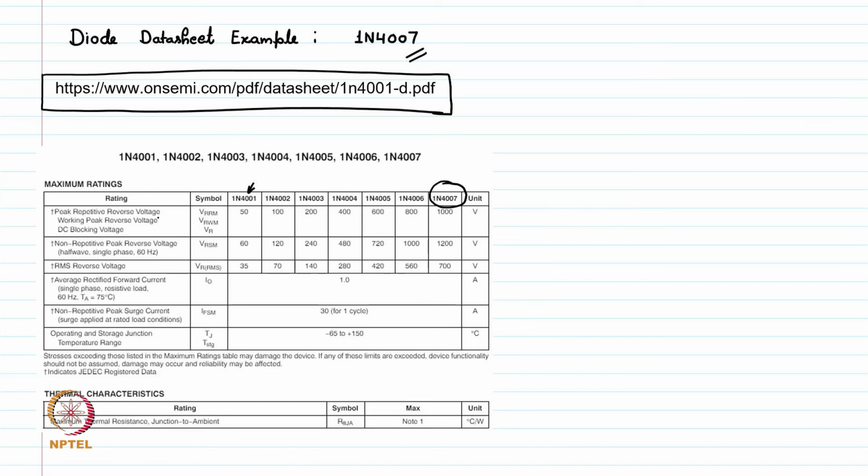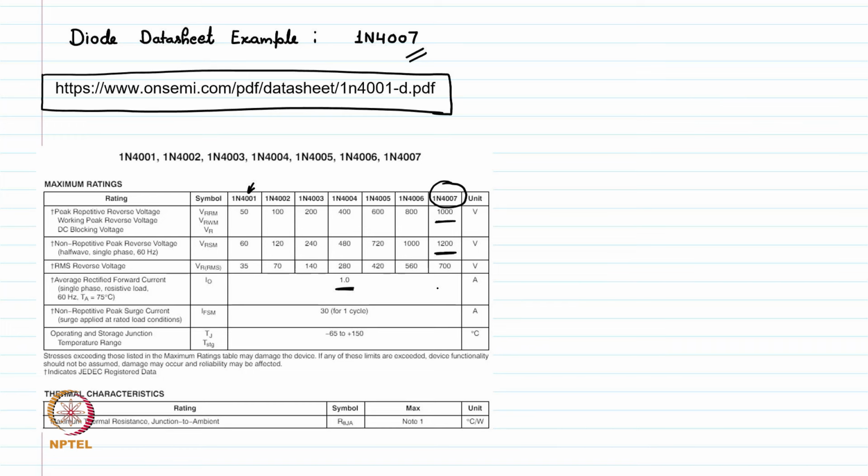The peak repetitive reverse voltage or the DC blocking voltage is 1000 volts. So, this is the voltage which this diode can bear across it, and the non-repetitive peak reverse voltage is 1200. So, there are certain differences in these voltages. This is non-repetitive. Once in a while 1200 volts can also be safely applied across this diode. Reverse voltage is typically 700 volts. Average rectified forward current is 1 amp.